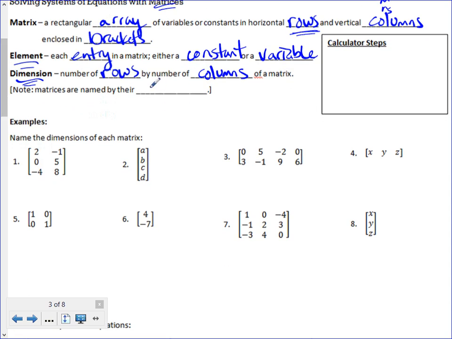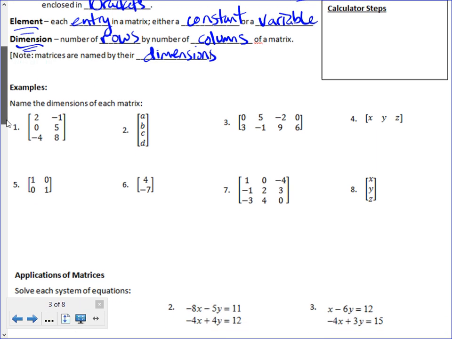Matrices are named by their dimensions. So you might say, I got a 3 by 2 matrix. I got a 2 by 1 matrix. I got a 5 by 8 matrix. That'd be a big one. Well, what did we just notice?